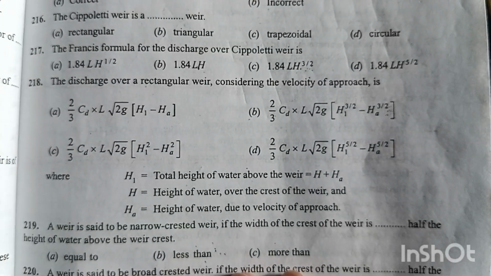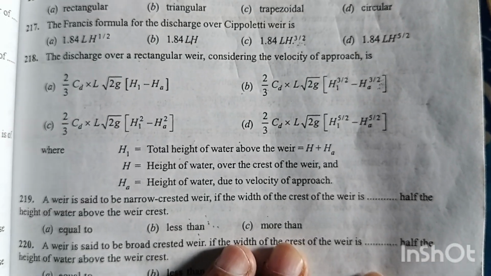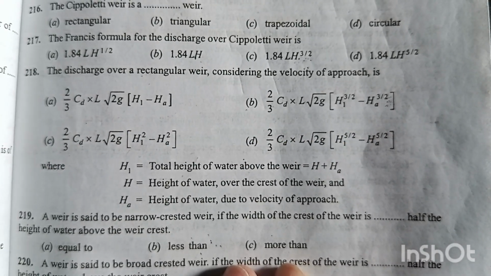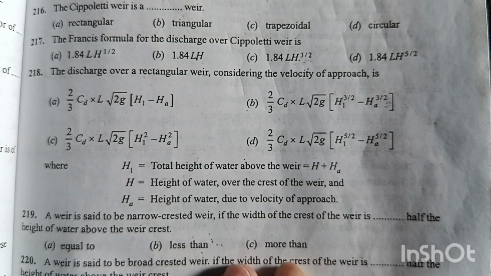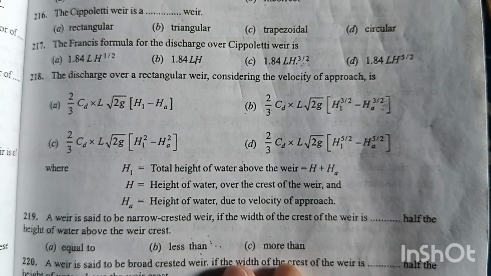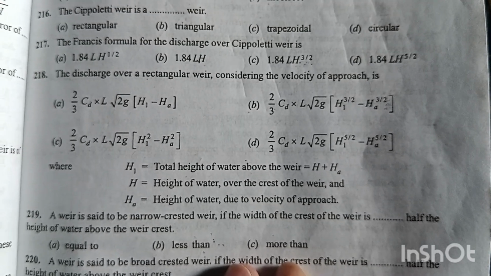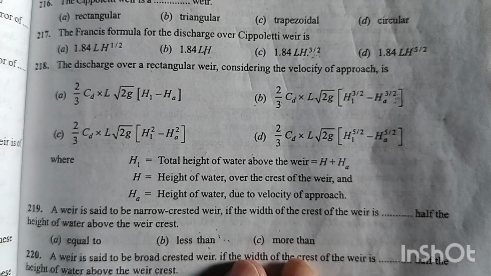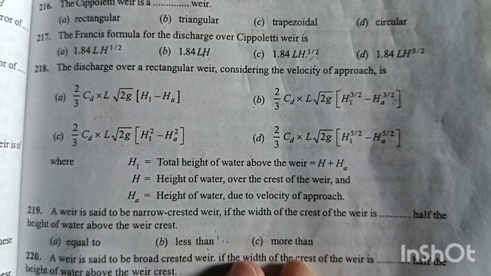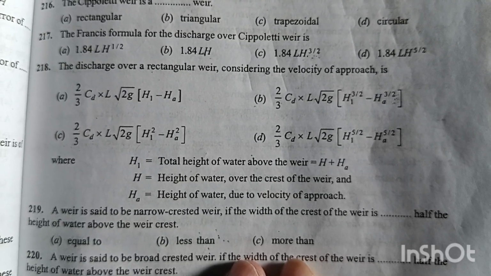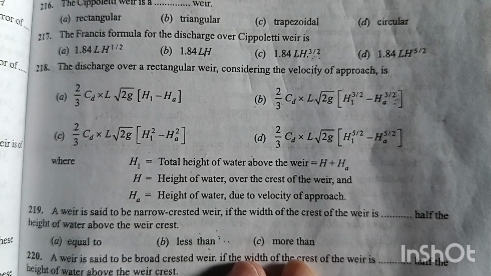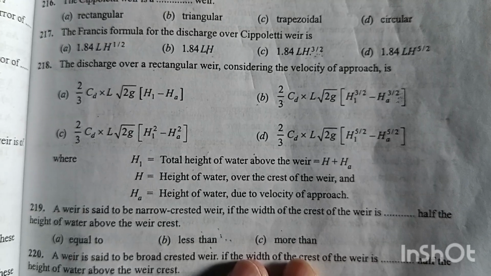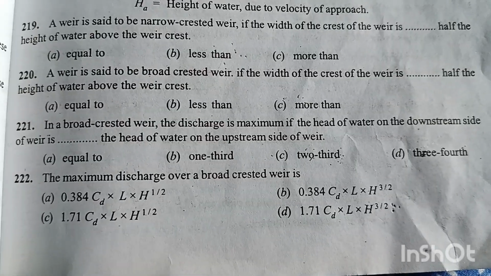Question number 218. The discharge over a rectangular weir considering the velocity of approach is: Option B is the right answer. Q equal to 2/3 into CD into L root 2g into (h1 to the power 3/2 minus ha to the power 3/2), where h1 is the total height of water above the weir, equal to h plus ha. Ha is the height of water due to velocity of approach and h is the height of water over the crest of the weir.